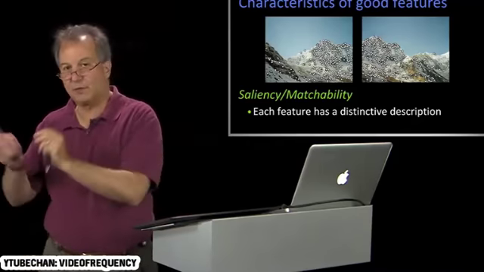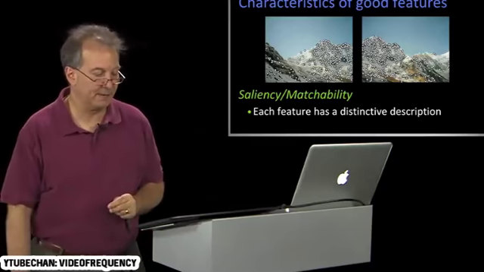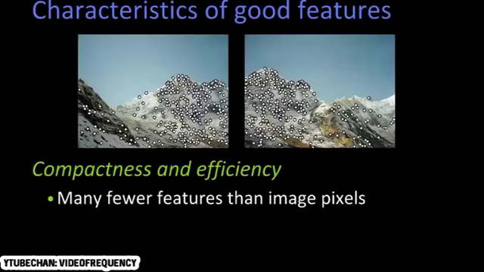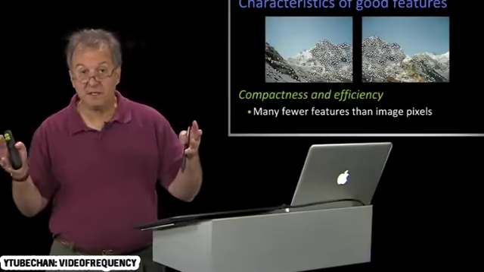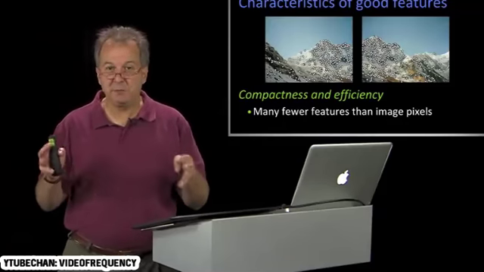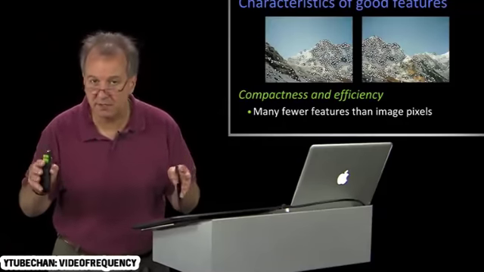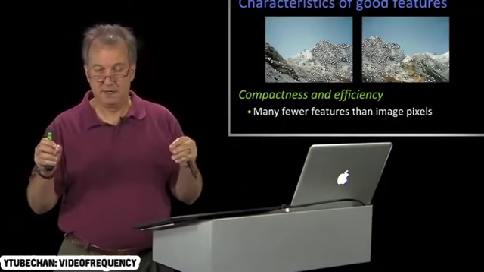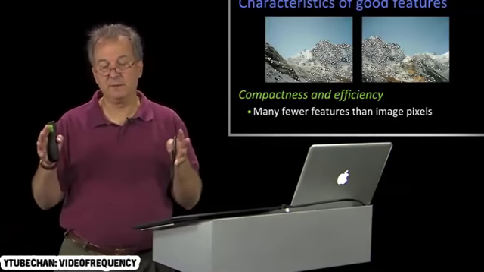So you like to have a description that's different about them. Compactness and efficiency. Another way of saying this is don't get carried away. You remember when we talked about computing the fundamental matrix, we said, well, I only need 8 corresponding points, but maybe having a dozen or 20 of them might be better. Maybe even 50. But 50 is much smaller than the number of pixels in the image.